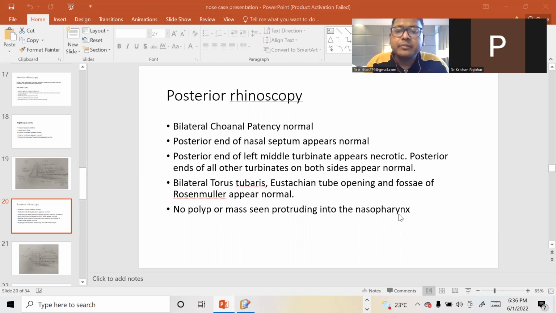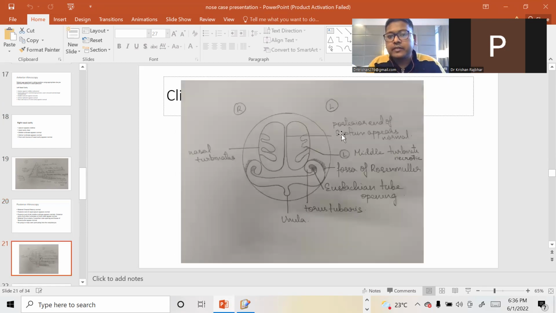No polyp or mass seen protruding into the nasopharynx. This is the posterior rhinoscopy photo. This is the posterior end of septum, which appears normal. Left middle turbinate necrotic. Fossa of Rosenmuller, eustachian tube opening, torus tubarius, uvula, nasal turbinates.